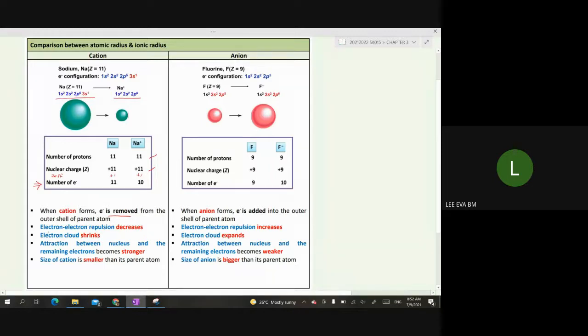Okay, so when you talk about repulsion, we talk about electron cloud. So sebenarnya elektron dia macam satu kelompok awan. So this electron cloud, because the repulsion decreases, it will shrink. Okay, shrink maksudnya mengecut. So when the electron cloud shrinks, the attractions between the nucleus and your remaining electrons become stronger. Sebab dia sudah mengecut kan.